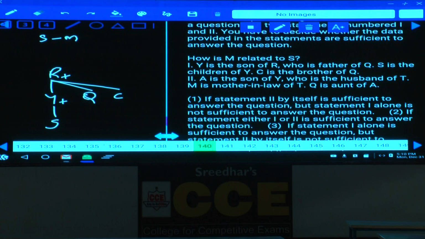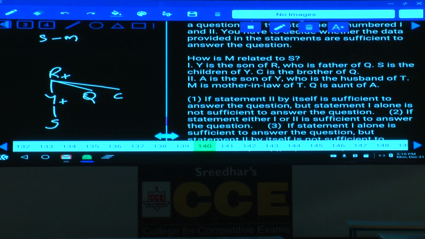Is there any information regarding this M here? No information, 1 alone is not sufficient. Then condition number 2, A is the son of Y. Y is the husband of T, isn't it? In condition number 2 alone, there is no information about S at all. Hence 1 alone is not sufficient, 2 alone is not sufficient.